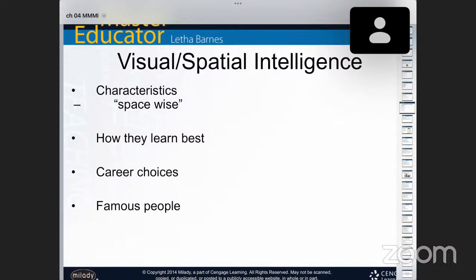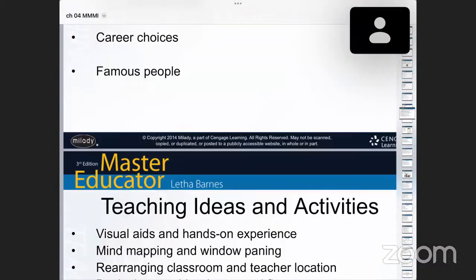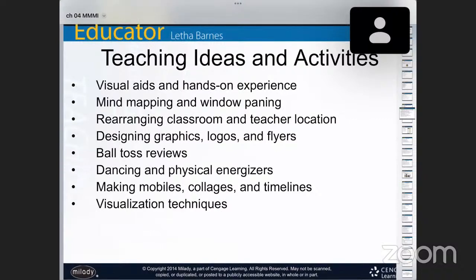Visual, how they learn best. Career choices, famous people. And so the characteristics: space wise, they learn best with hands-on experience, mind mapping, window painting, which means that you bring them to the board and they draw the procedure. They don't put the words in, they draw the procedure. Okay, this step we're going to shampoo. This step we're going to towel dry. And so they would do that.